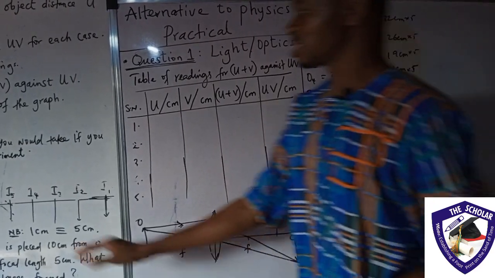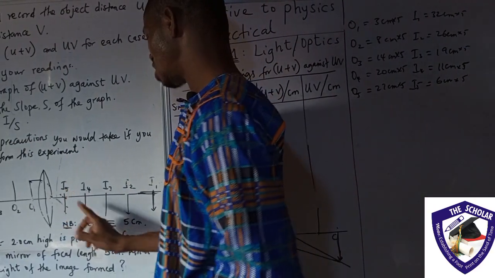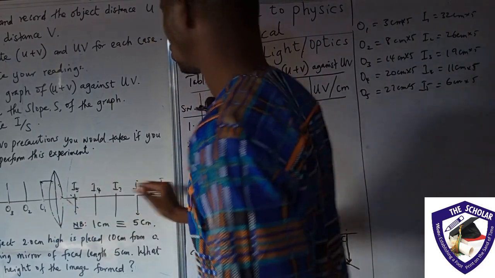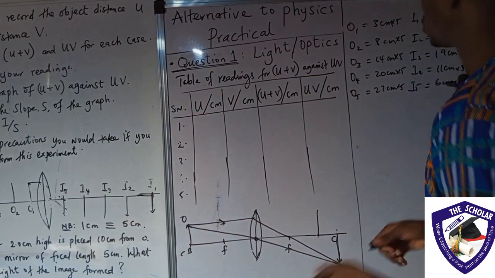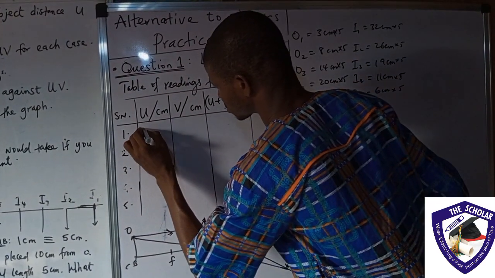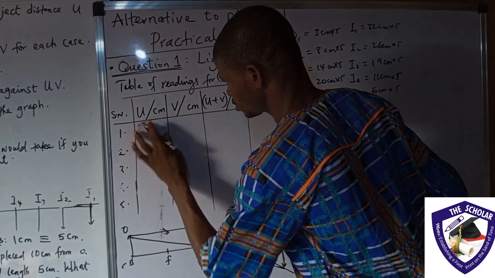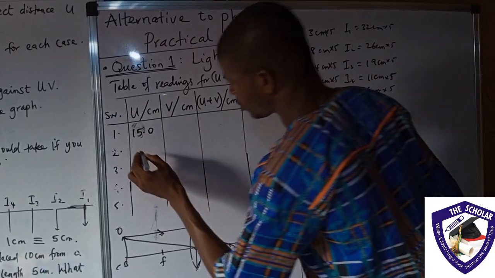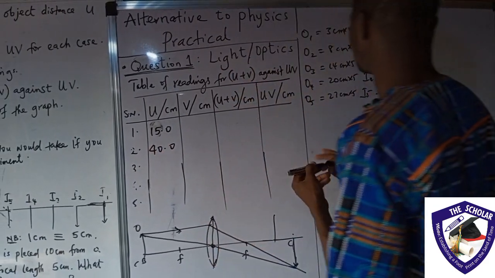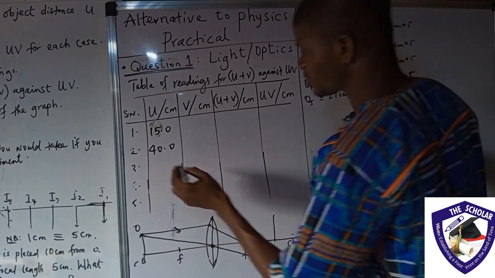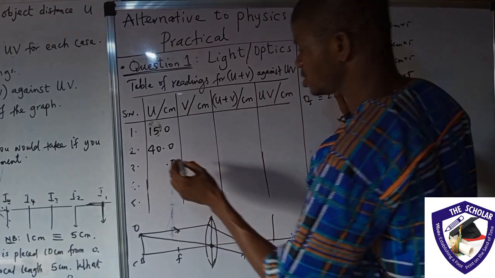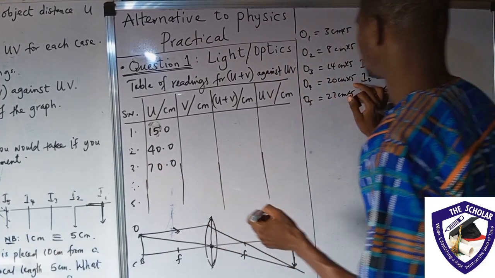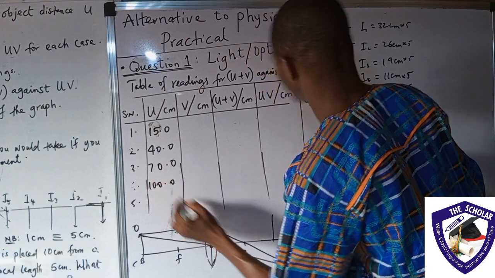Now it depends on how this thing is placed. Assuming this is I1, you are still going to follow it from the trend here, from this point to this point, to measure your I1. But based on what you are given, this is what you are given here. So 3 times 5 will give us 15. So this is 15.0 centimeter. 8 times 5, 40.0 centimeter. 14 times 5, 70.0 centimeter. Then this will give us 100.0 centimeter.